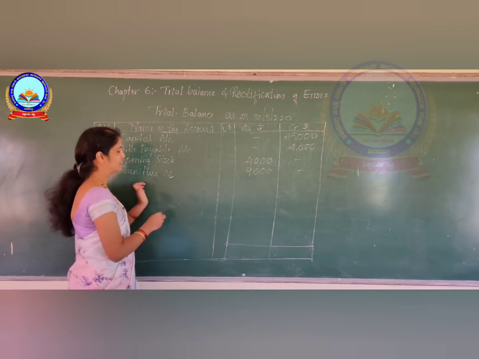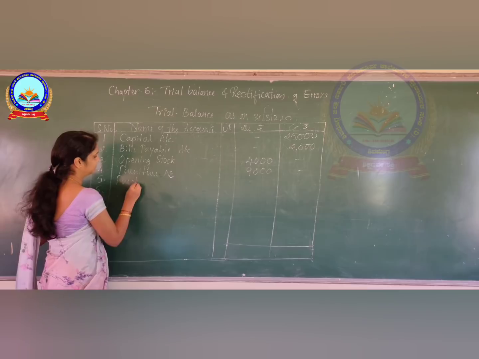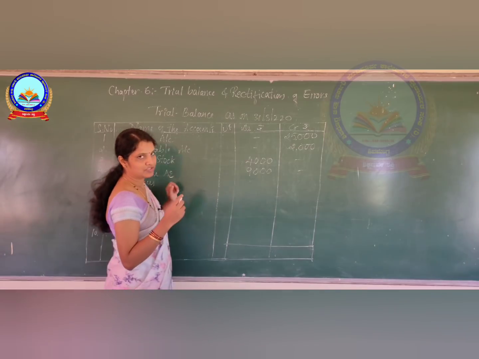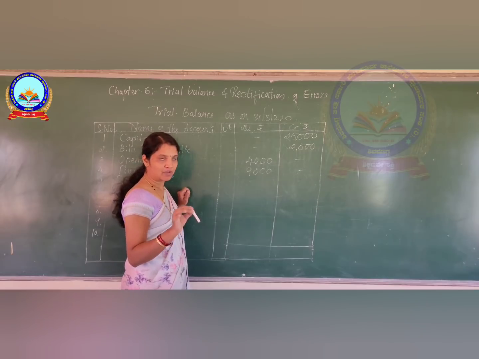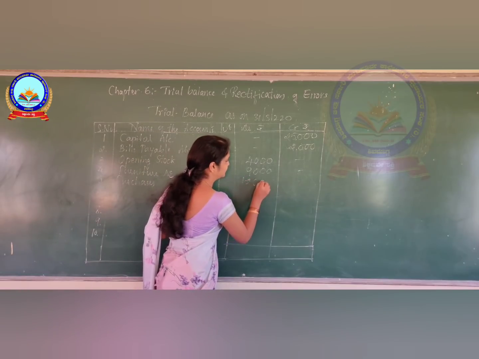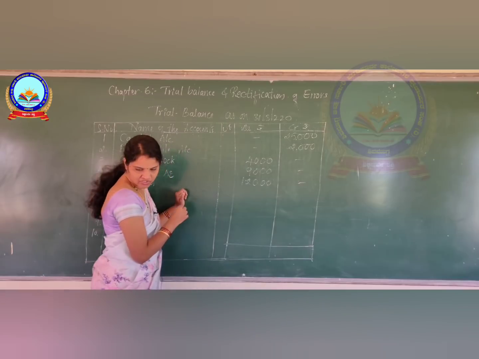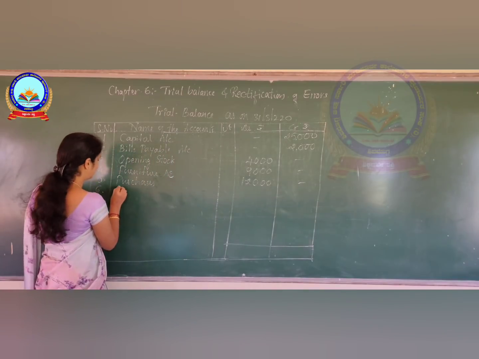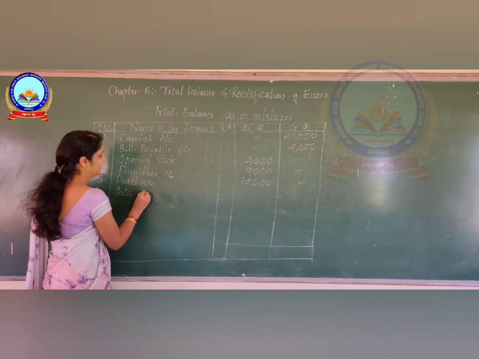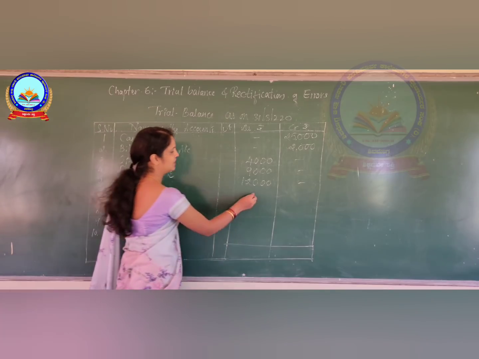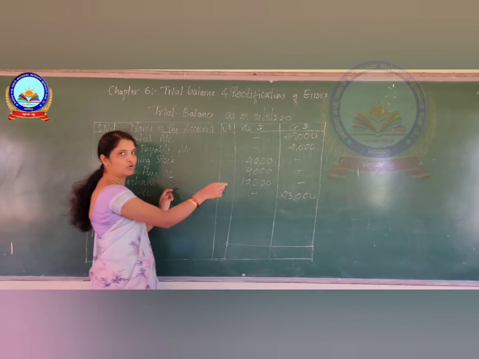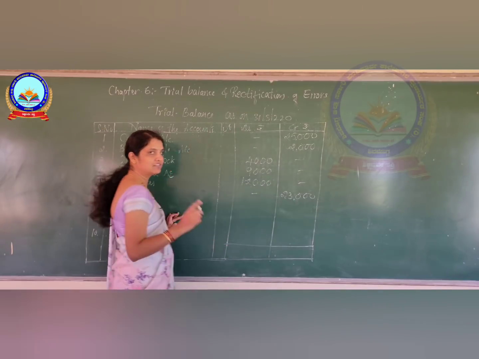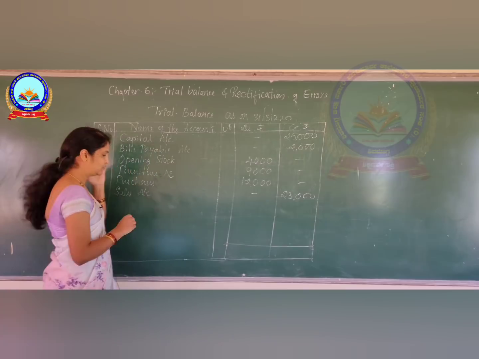Next, purchases rupees 12,000. Write purchases here. 12,000. Purchases account always shows debit balance. So write in the debit column rupees 12,000. Next, sales account rupees 23,000. Write sales account here. Sales account always shows credit balance. Write in the credit column rupees 23,000. See here, purchases always debit, sales credit. Discount received rupees 1,000.